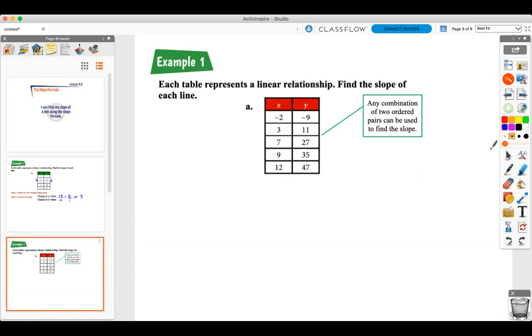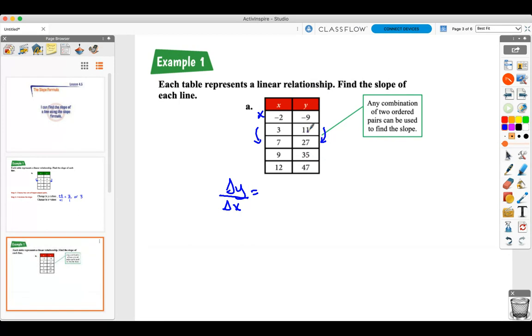Same question: the table represents a linear relationship. Find the slope of each line. Again, I don't really want to use this one because there's negatives in there, and these two are the smallest sets. So I'm going to go from here to here and from here to here. It's going to be the change in y, and I'm using the triangle. It's delta, the Greek letter, which means change in math. So change in y over change in x, and the y's are always on top when you're doing slope.